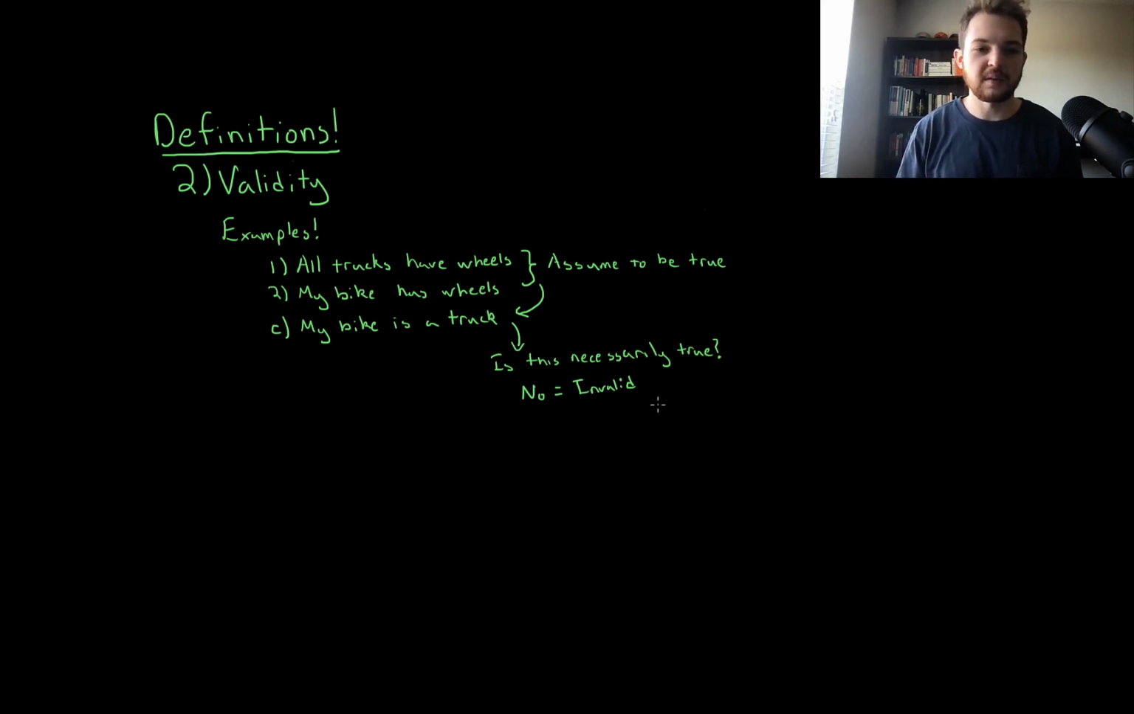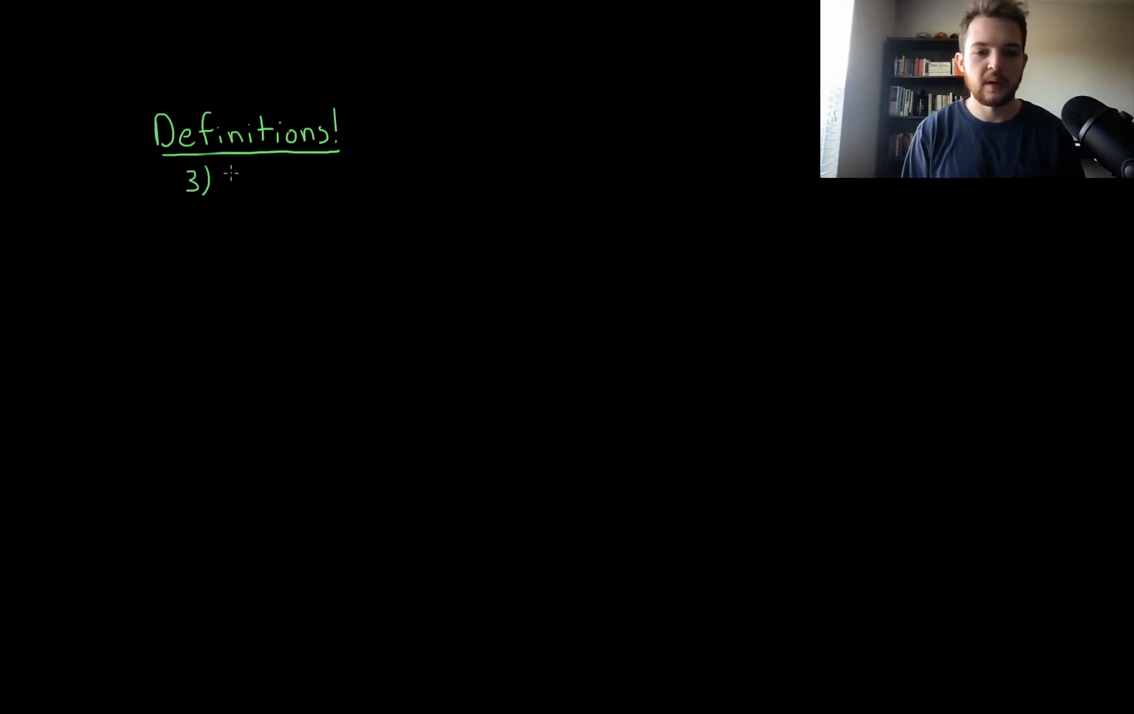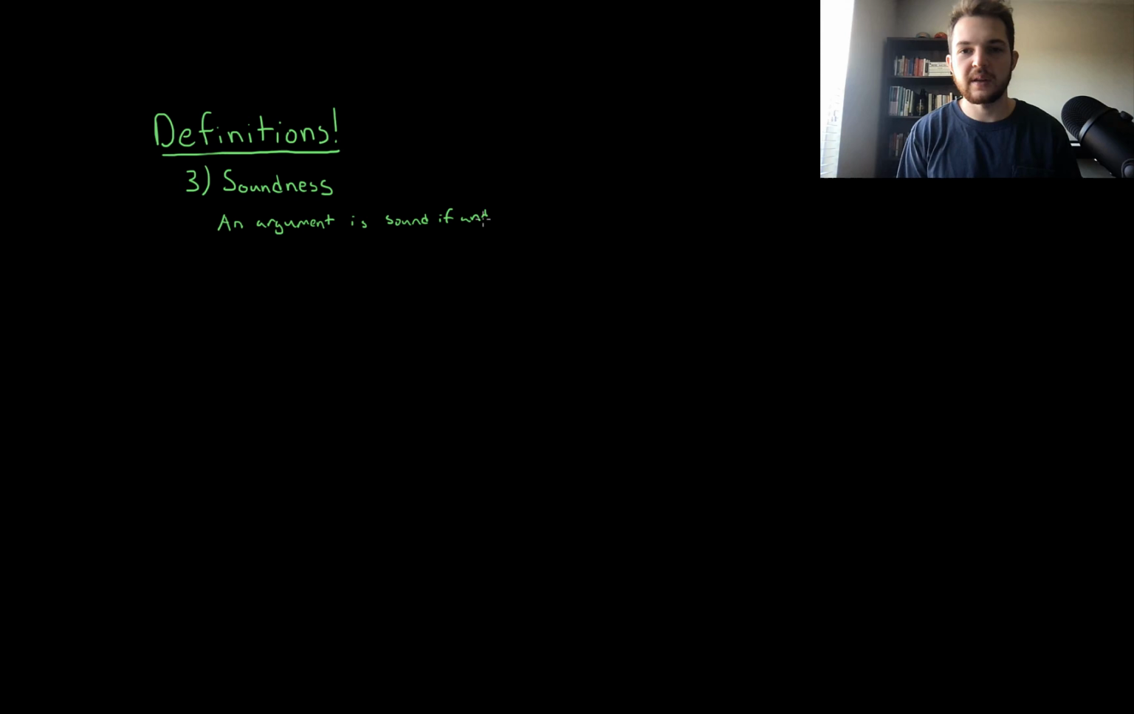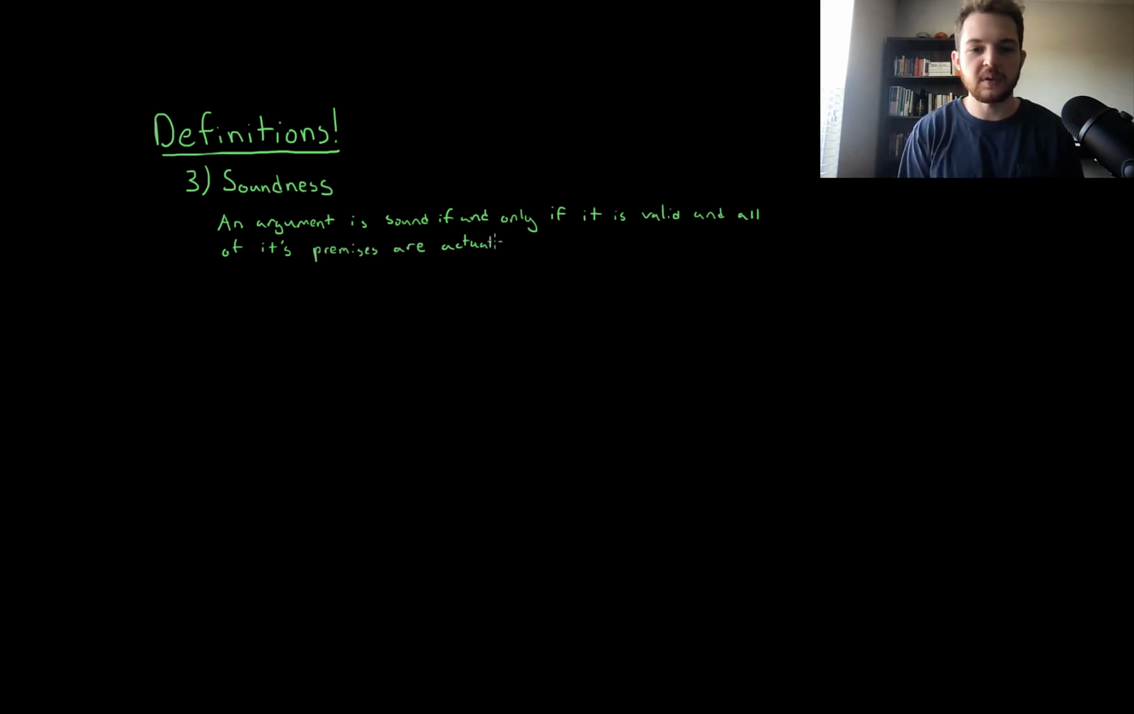So this argument looks silly, but it isn't always so glaringly obvious that an argument is invalid. You'll see tons of invalid arguments on the LSAT, and they won't be this obvious. So now that we have validity out of the way, let's look at soundness. Soundness is defined as an argument is sound if and only if it is valid and all of its premises are actually true. So soundness is like validity, except it has stricter requirements. We can no longer assume that the premises are true. They actually have to be true.